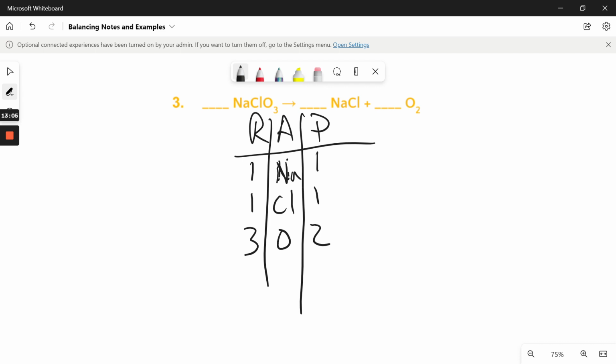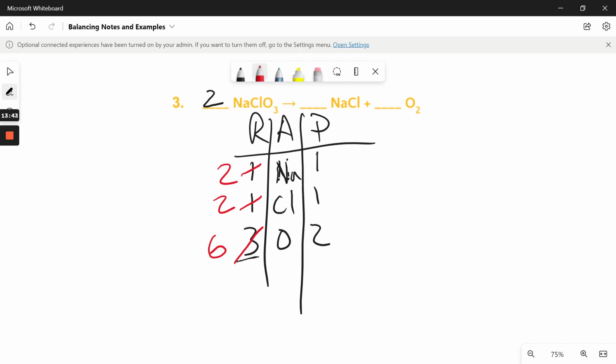Similar to our last problem, I can't turn 3 into 2 and I can't turn 2 into 3. So what I'm going to start with is trying to make my odd number even. That's oftentimes the easiest thing to do. So I'm going to put a 2 up here, right? And that's going to change my oxygen. 2 times 3 is going to give me 6 oxygen. But remember, it multiplies the whole compound. So 2 times 1 gave me 2 sodiums, and 2 times 1 gave me 2 chlorines. Always got to check that whole compound.